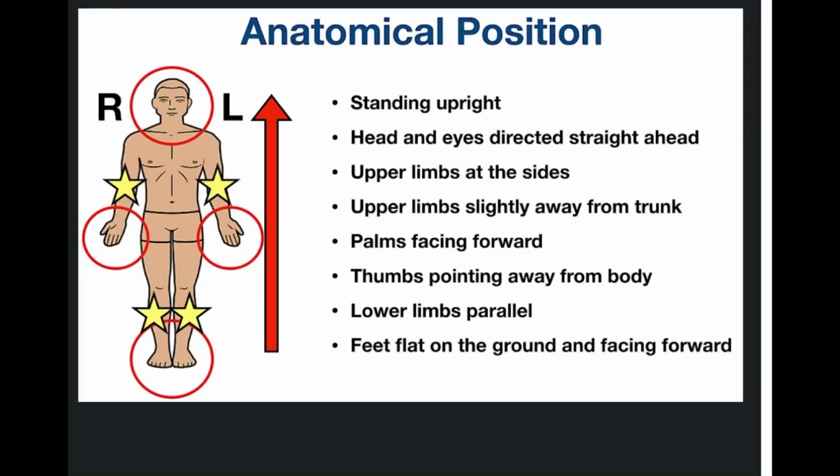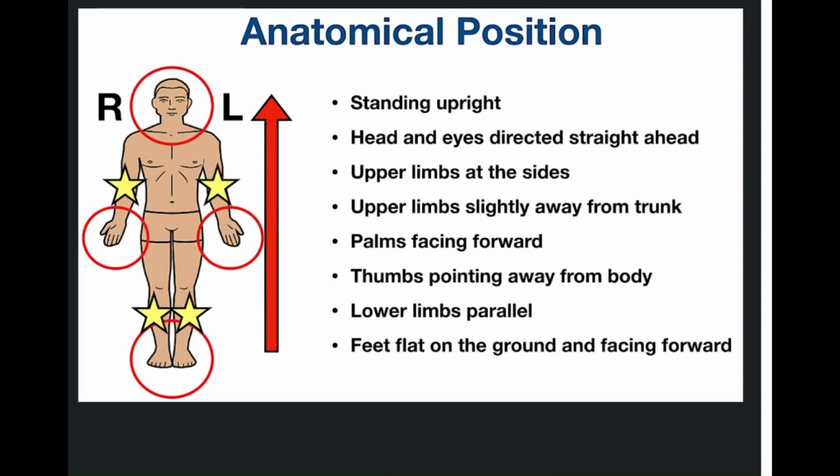The body stands upright. The head and the eyes are directed straight ahead. The upper limbs are at the sides and are also slightly away from the trunk. The palms face forward while the thumbs are pointing away from the body. They are pointing to the sides. The lower limbs are parallel and the feet are flat on the ground and are also facing forward. So this is how to know that someone is standing in an anatomical position.